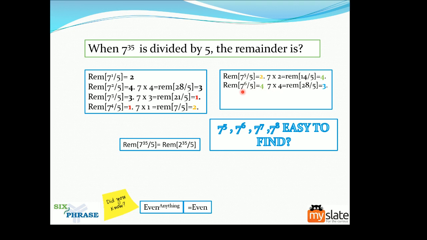Not at all required. Okay, now how do you find 7 power 7? Take this 7, multiply it by 4, you will get 28 divided by 5. The remainder when 28 is divided by 5 is 3, put the 3 here. You don't need to find 7 power 7.